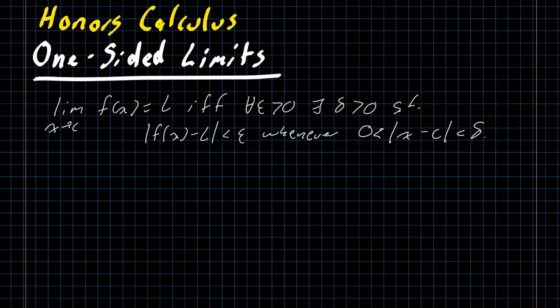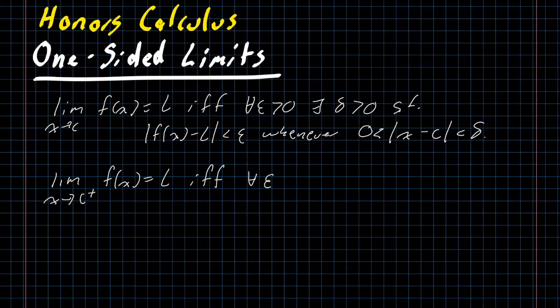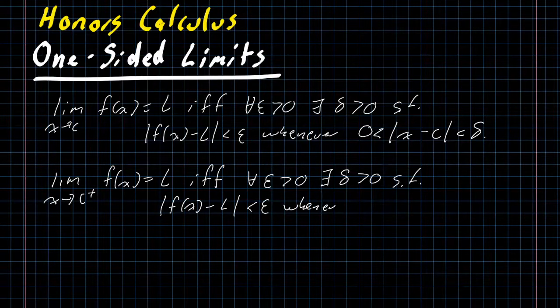A one-sided limit is going to be written as the limit as x approaches c with a superscript plus, and we're going to read this as the limit as x approaches c from the right of f of x is equal to L if and only if for any epsilon greater than 0 there exists a delta greater than 0 such that the absolute value of f of x minus L is less than epsilon whenever, and we'll drop the absolute value bars and say, 0 is less than x minus c is less than delta.